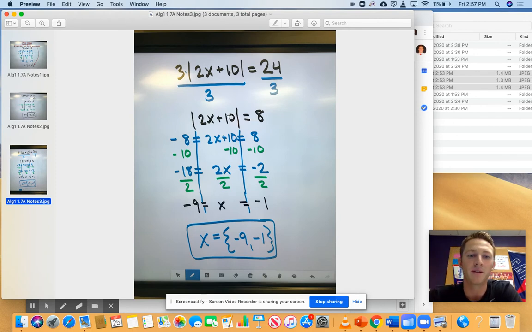So let's keep the inside of the absolute value by itself right here. And let's do positive 8 on this side and negative 8 on this side. Let's get the x by itself. Let's subtract 10 from all three sides. So negative 18 equals 2x equals negative 2. I'm going to cancel those 10s out right there. How do we get rid of the 2 times x? We divide by 2, and negative 9 equals x equals negative 1. X is by itself. We have our two answers.